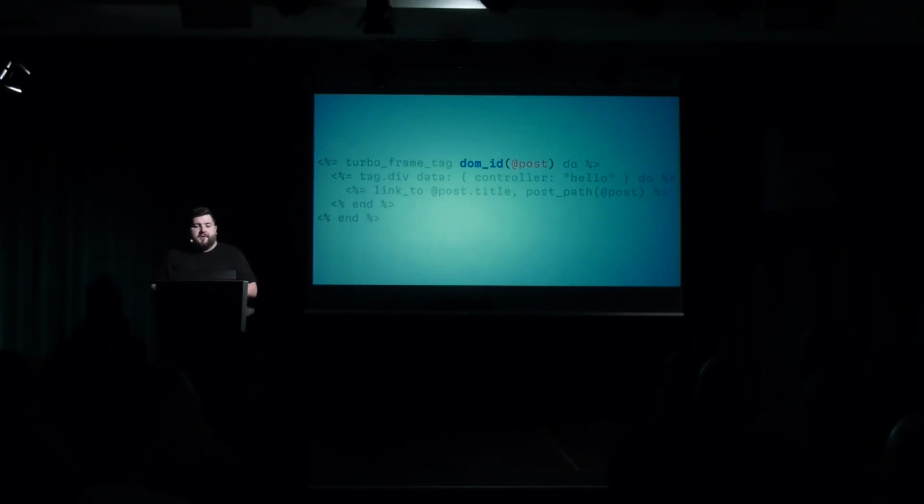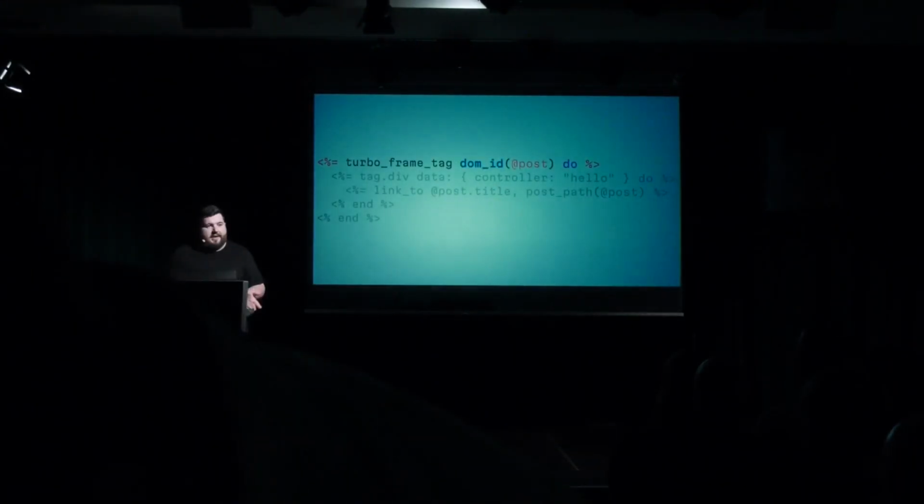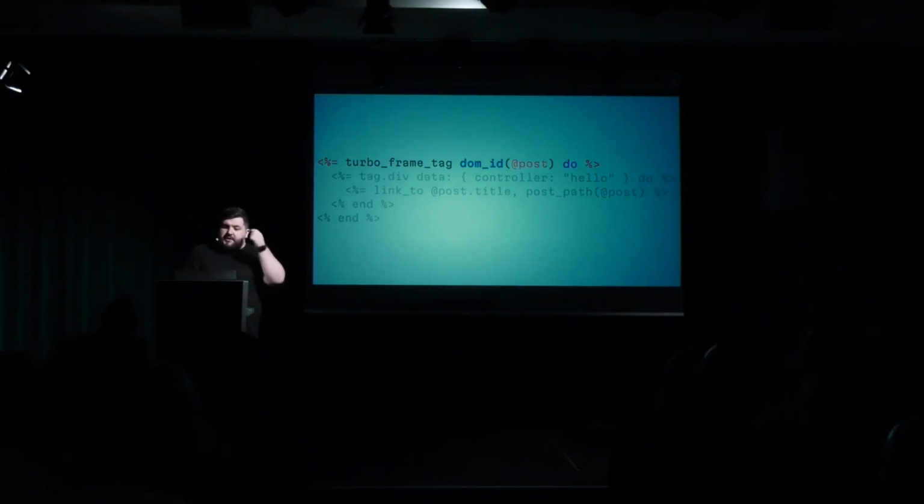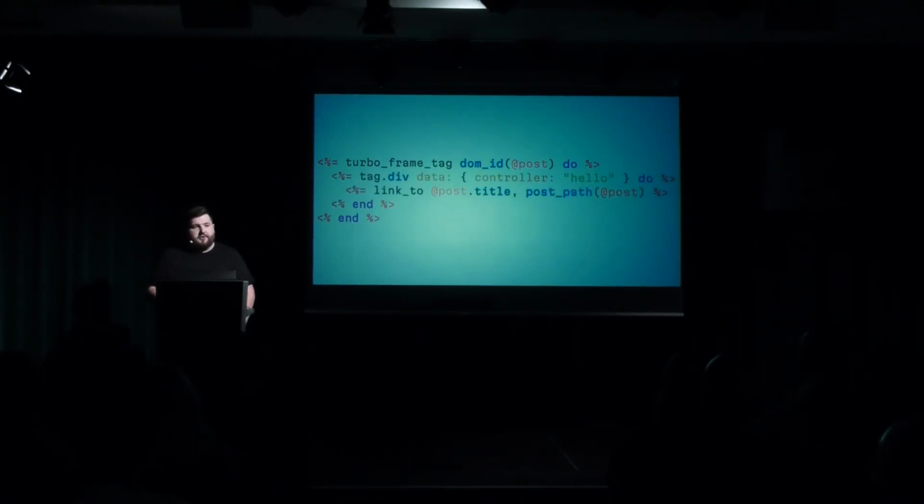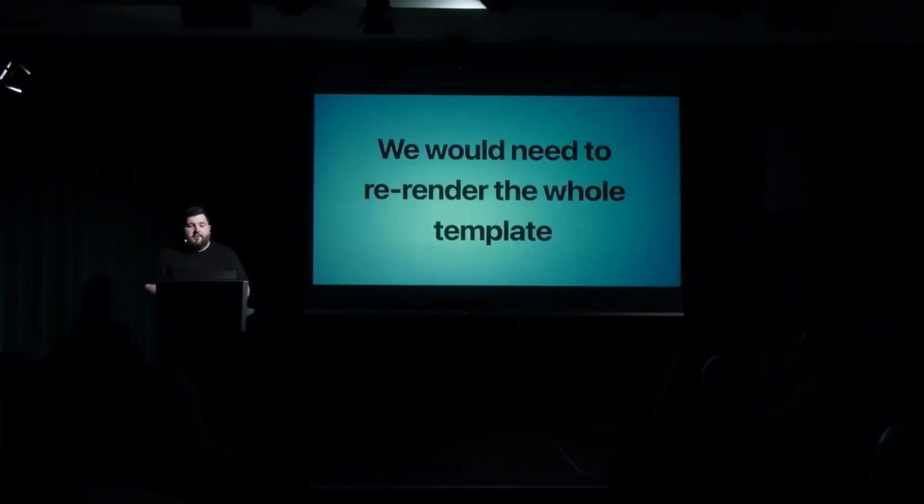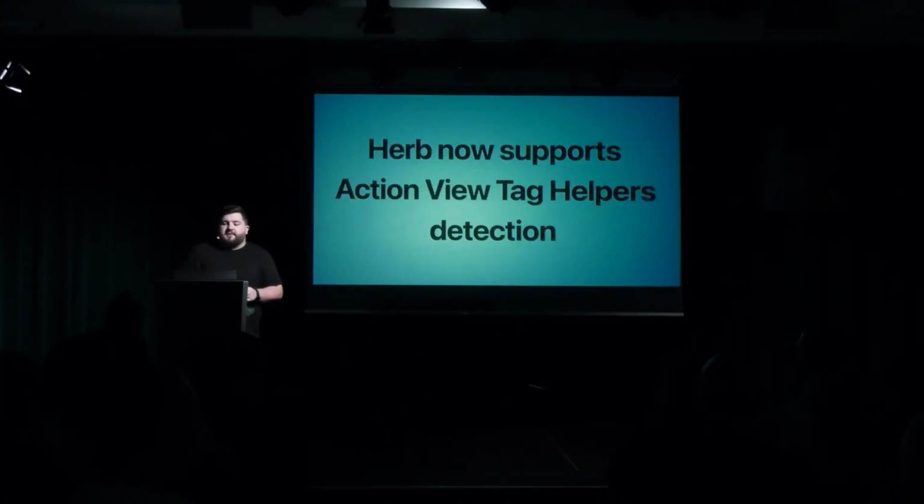So if you take our first reference here, we have to evaluate, well, it's pretty much this whole tag here at the top. But since it's using a block, we also have to consider the end, and as a result, we also have to consider all its children to be able to figure out what's actually changing. So we end up re-rendering the whole template anyway, which is not ideal. So that's why we added support to Herb now to be able to detect these tag helpers itself.